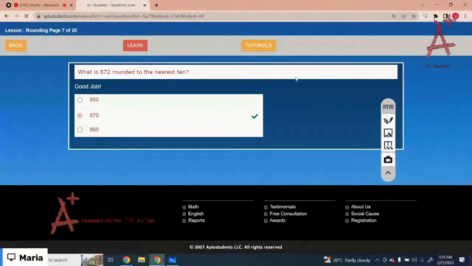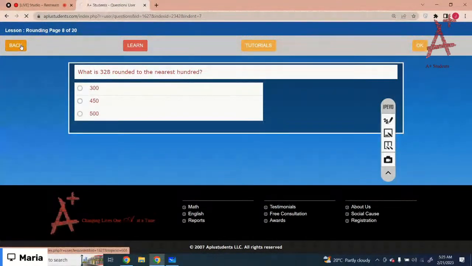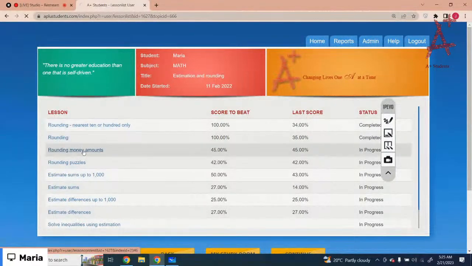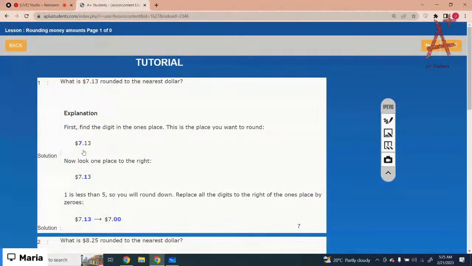Okay, you can complete the test by yourself later today. Let me just move on to the next lesson. And the next lesson is rounding money amounts. So let's just start with the next lesson, that is rounding money amounts.